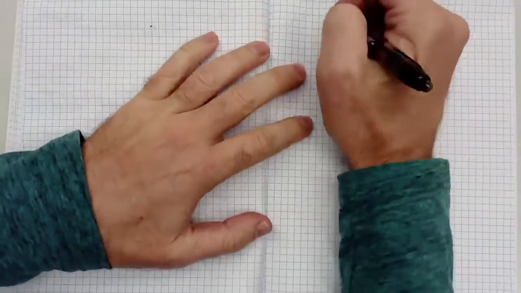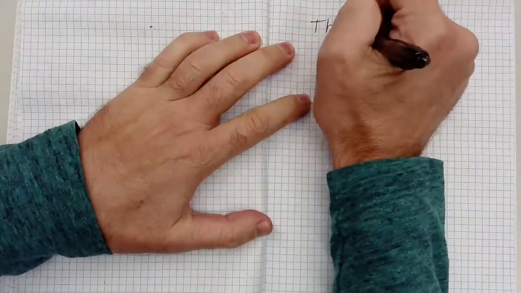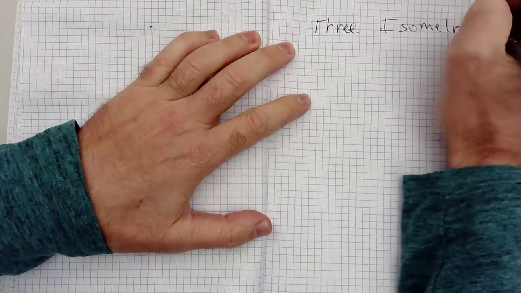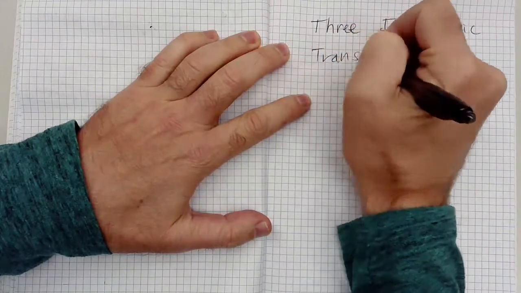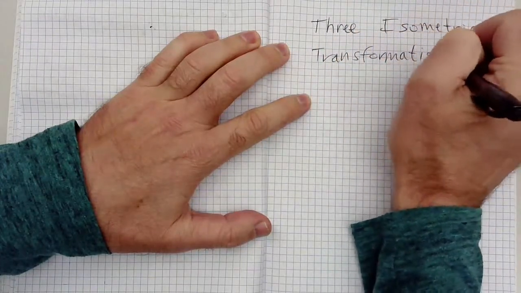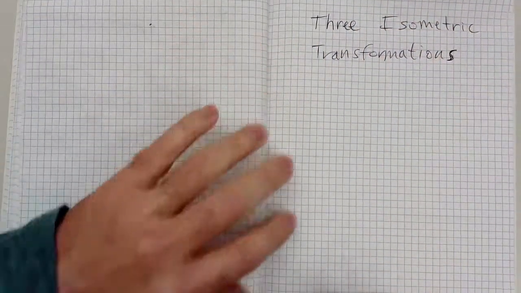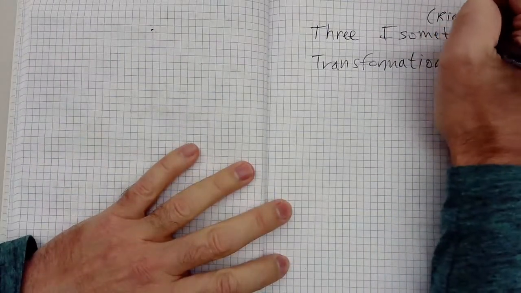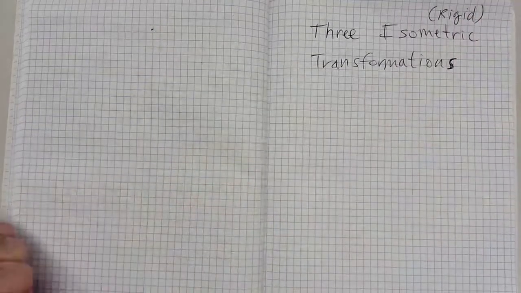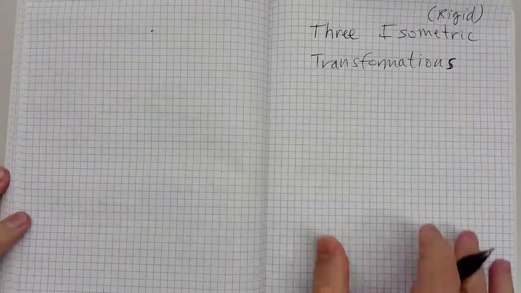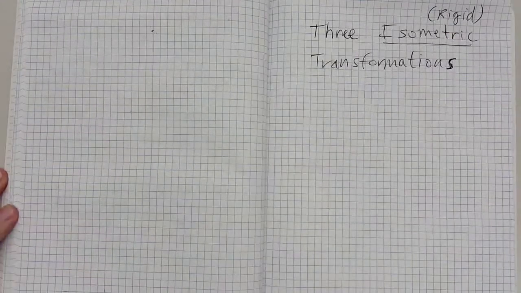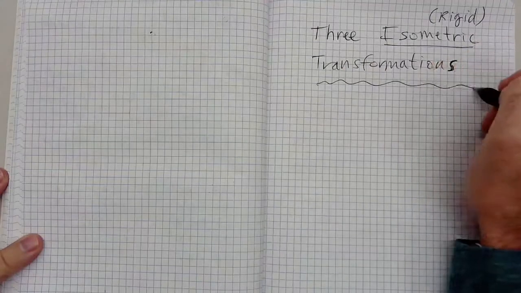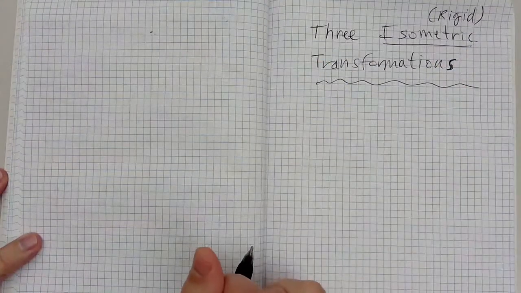Today we're going to talk about 3 isometric transformations. Isometric is what your book calls rigid transformations. You're going to mostly hear me use the term isometric, and we're going to talk about what that means in just a second. But there are 3 isometric transformations that we'll be working with this year.